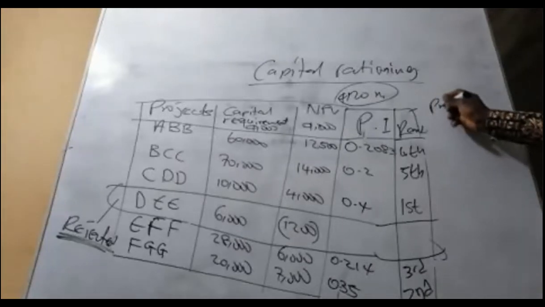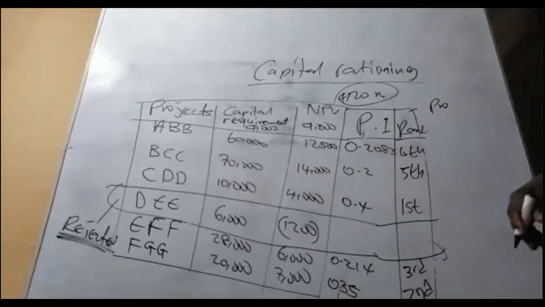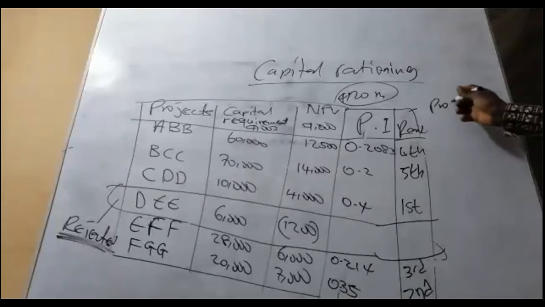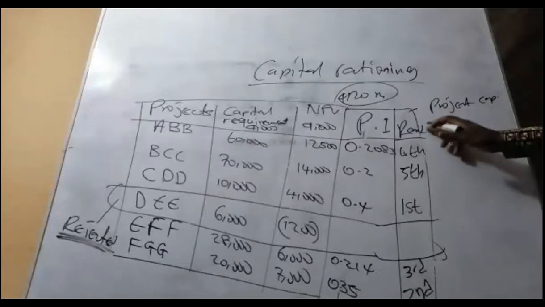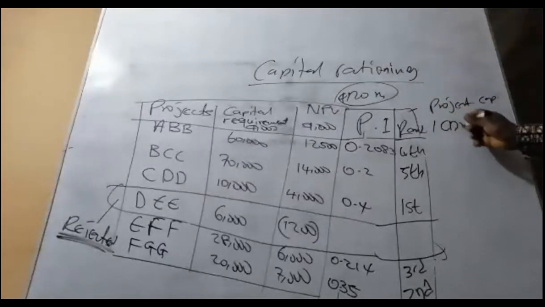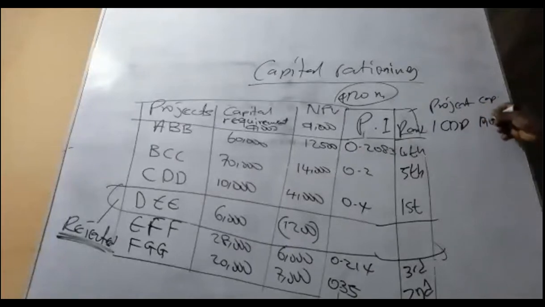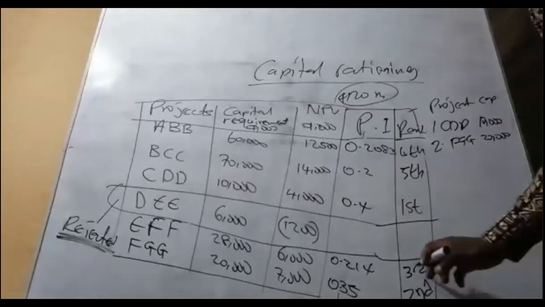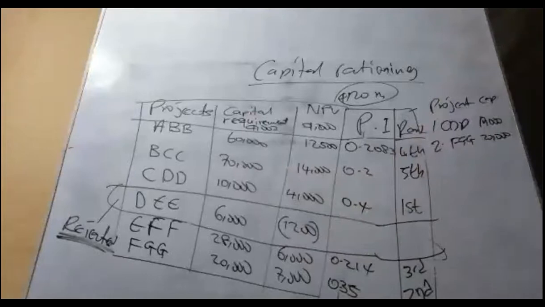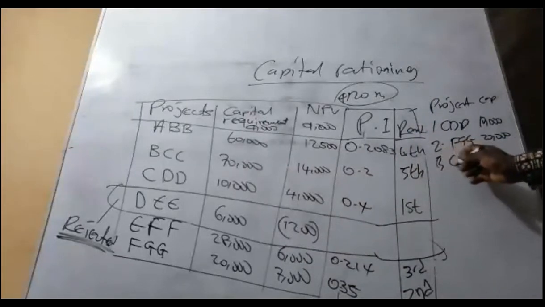Let's check another one. Hope you can see from here. So projects, then the capital, and then the NPV. First on the list, CDD. The capital requirement is 10,000. Then the next one, the second project, is FGG. The capital requirement is 20,000. And the third one is EFF, 28,000.